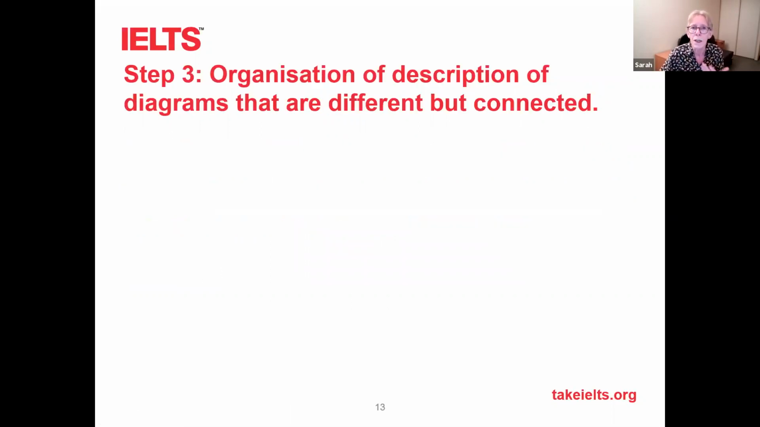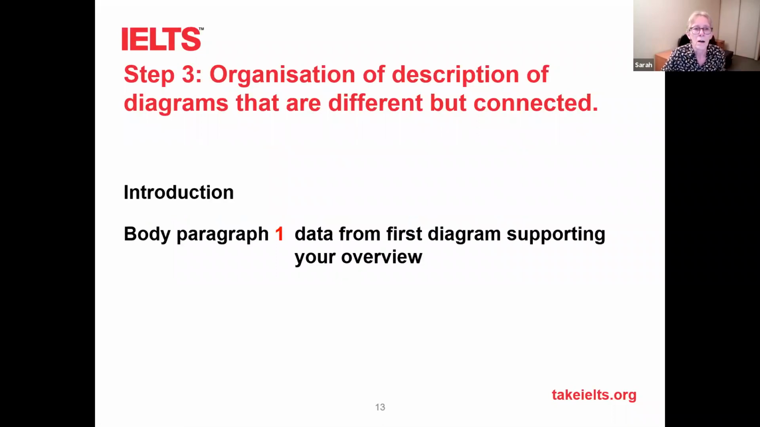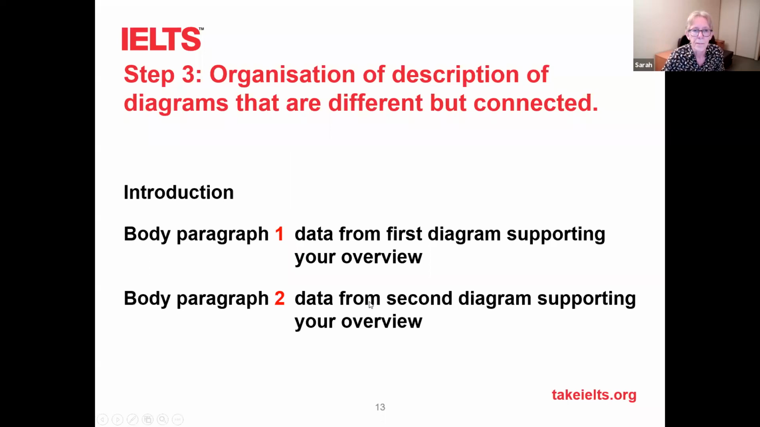Because the way we organize our answer for this is we do that introduction, then we have a body paragraph where we use data from the first diagram that supports the overview we put in the introduction. So we have a body paragraph about the line graph. And then we have the second body paragraph, which is the data that supports the information about the table.